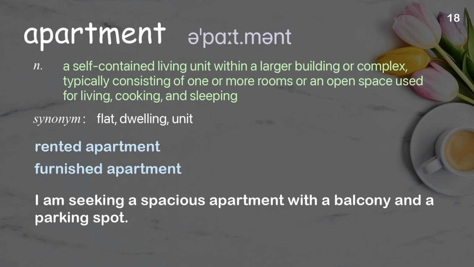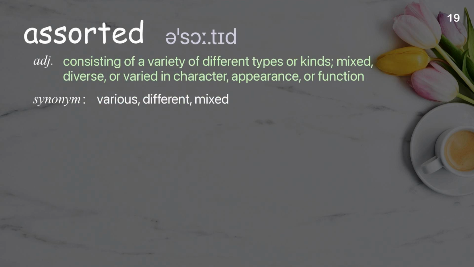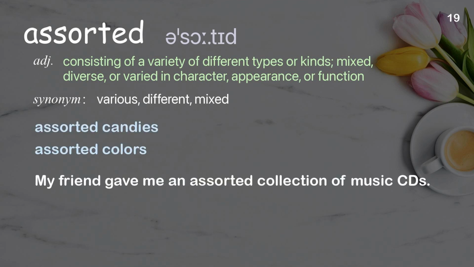Assorted. Consisting of a variety of different types or kinds, mixed, diverse, or varied in character, appearance, or function. Examples: Assorted candies. Assorted colors. My friend gave me an assorted collection of music CDs.